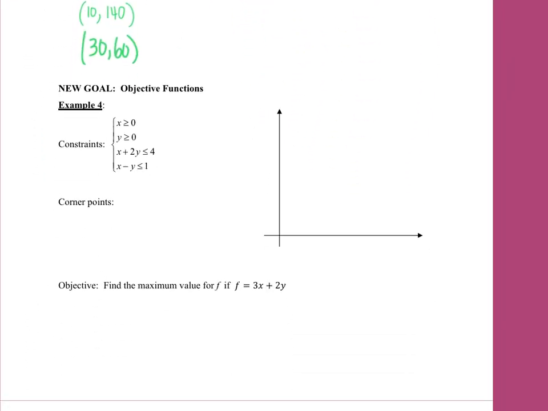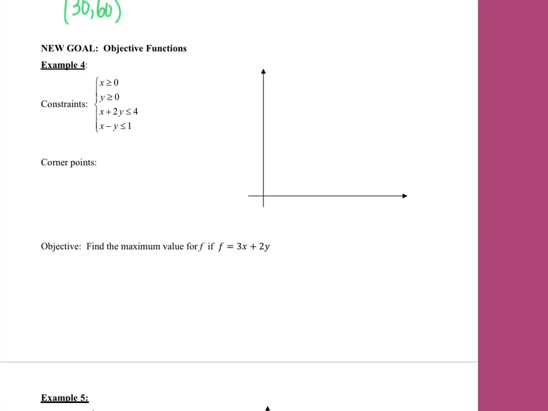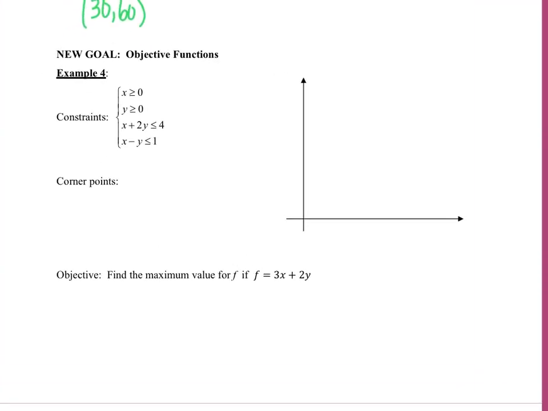Okay, now, the last wrinkle we need to add to this is we need to give ourselves a new goal, which is called an objective function. Now, these problems start the exact same way. They're shaded. We find the corner points. They just have a different goal at the end, which is the objective.